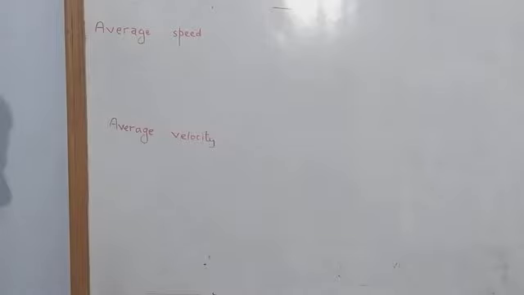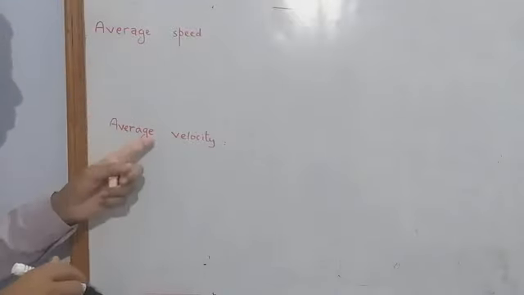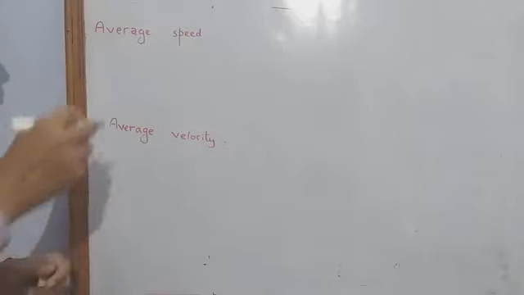Students, last class we discussed three main concepts: position, path length, and displacement. I hope you have revised the things. In continuation to that, today first we will discuss two things. First, average speed and then average velocity.